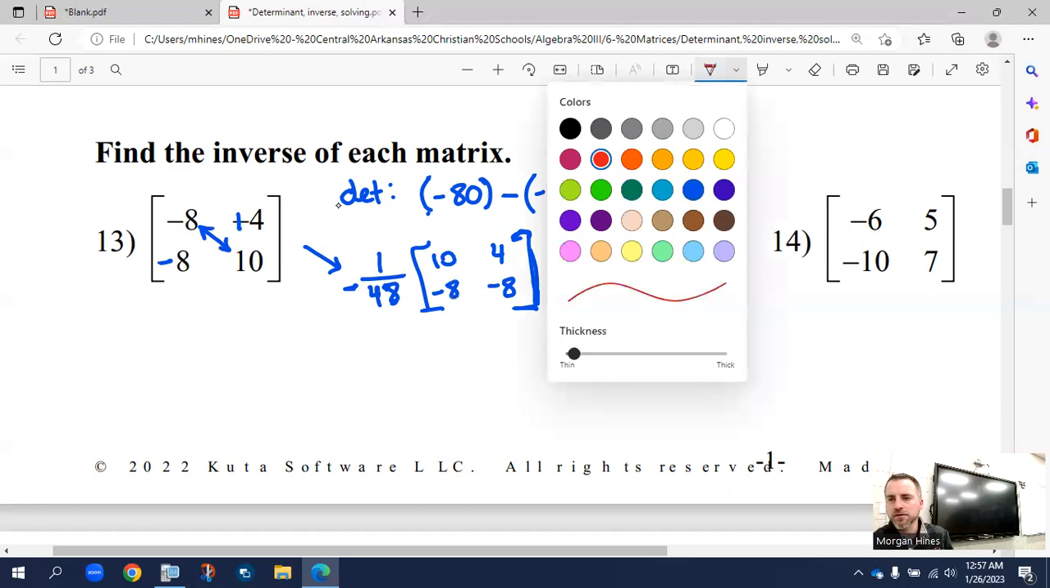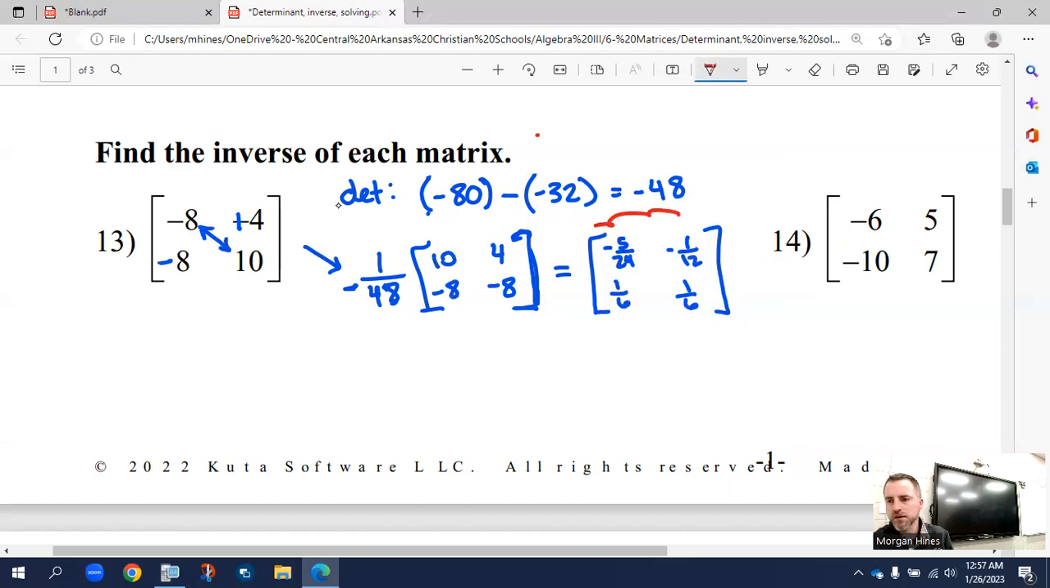So you can break out the whatever you want to do. And this is your answer for the inverse matrix on number 13.